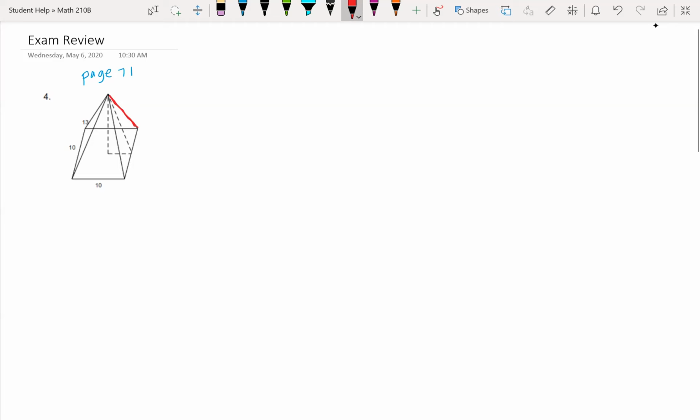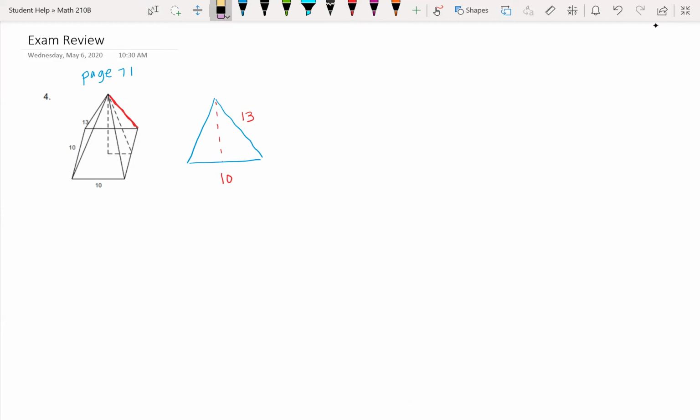So I'm going to draw one of the faces of the triangle. This side over here is 13, one of the edges. We know that the base is 10, and we want to figure out what the height of that triangle is. We'll use that for the surface area.